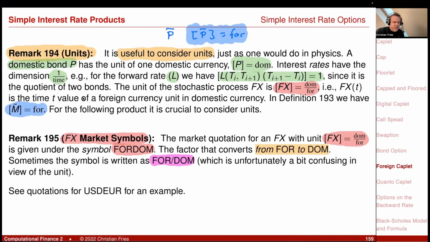Also, if we later model the stochastic processes, it makes a difference if you model the Ito process for FX or for 1 divided by FX. Ito's formula gives you a change in the drift if you have the 1 divided by. So these are different stochastic processes. You have to be a bit careful.